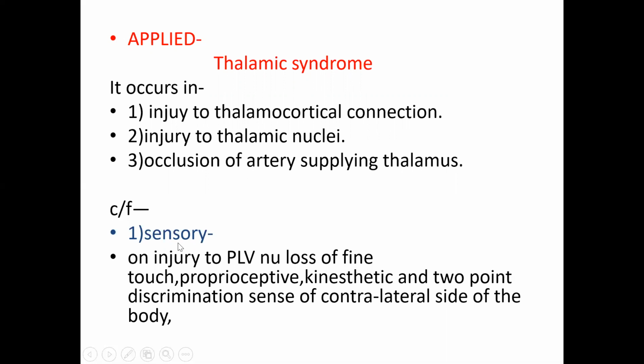Now, depending on which group of nuclei is involved, whether it is ventrolateral, ventroposterolateral, middle group, or anterior group, the result may be sensory loss of function, motor loss of function, or memory loss of function. When there is damage to the ventroposterolateral and ventroposteromedial group of nuclei, there is a loss of touch sensation and proprioceptive sensation. That is, all types of sensation are lost on the opposite side of the body.